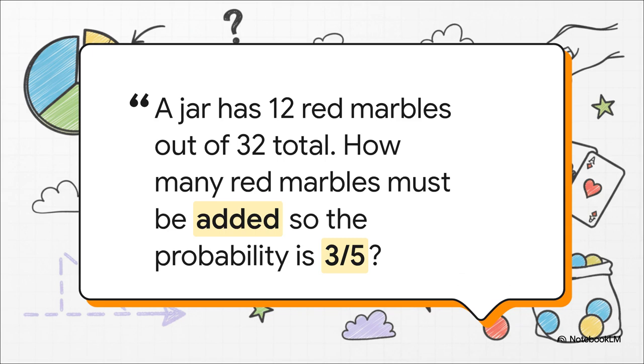We've got a jar. Inside, there are 12 red marbles and 20 other marbles, which means there are 32 total, right? The challenge is, how many more red marbles do we need to add to the jar so that the probability of picking a red one becomes exactly 3/5? Let's call this mystery number X.